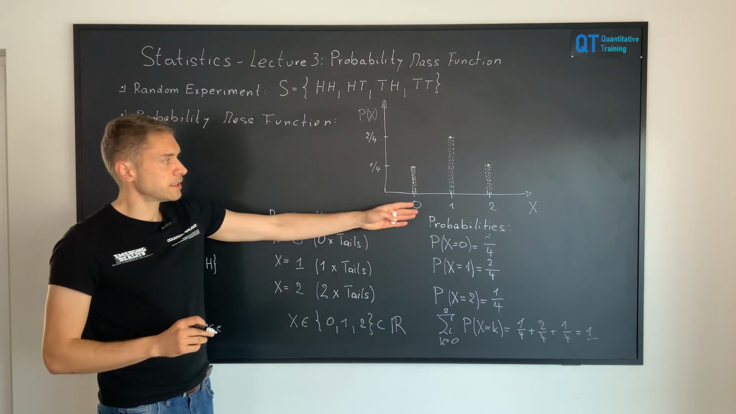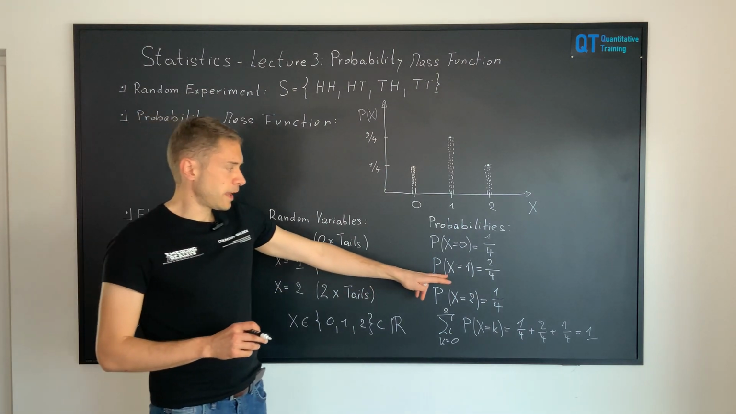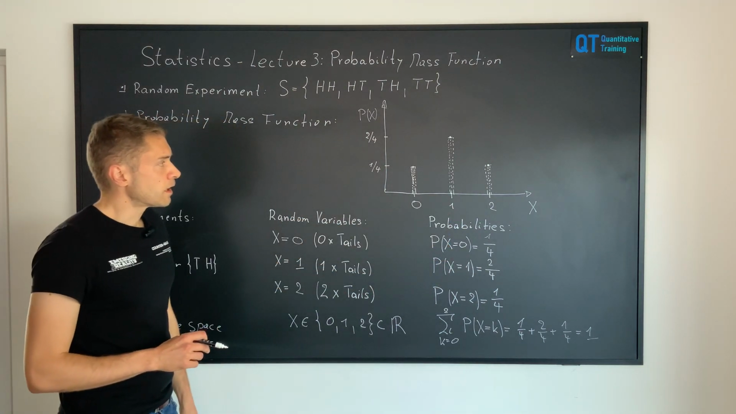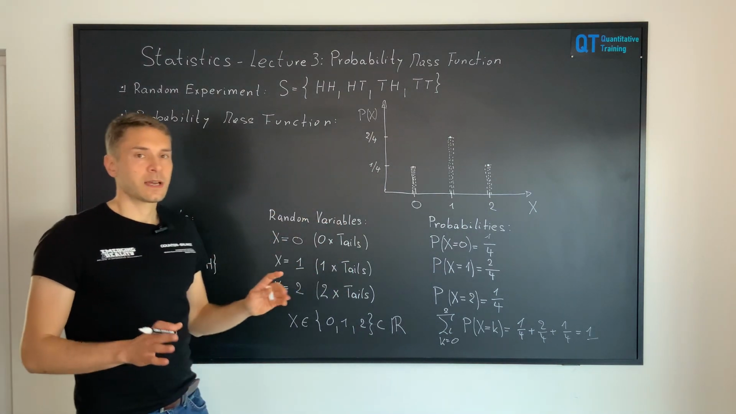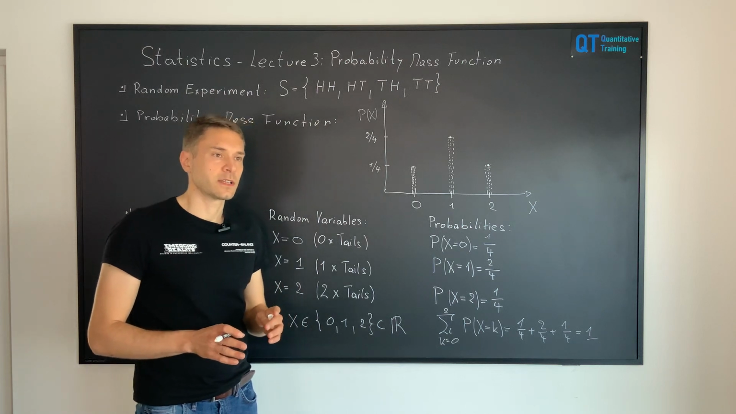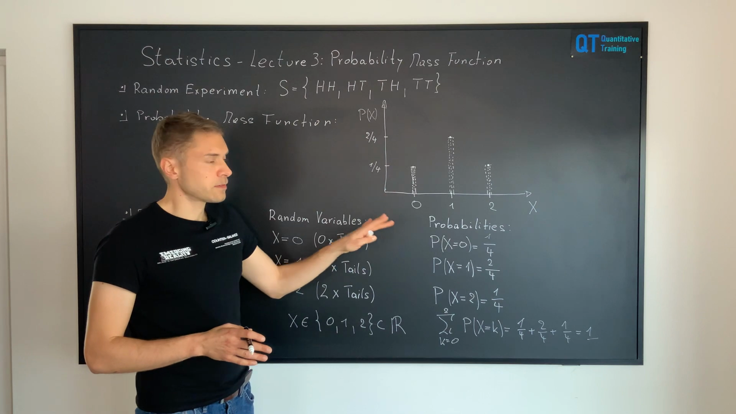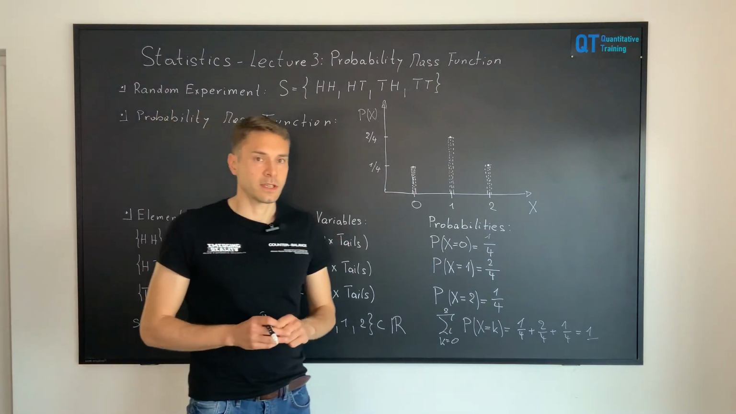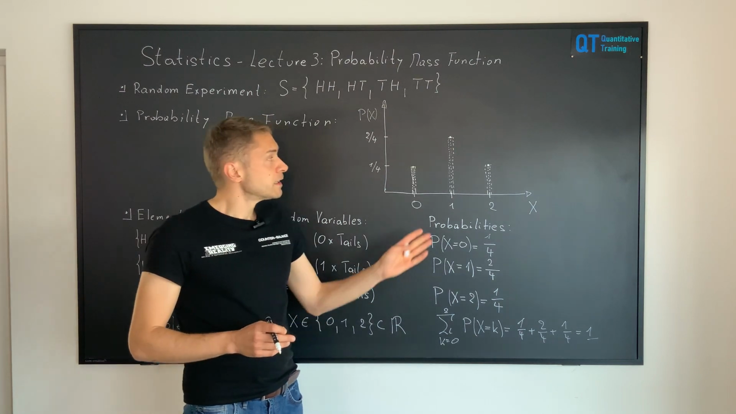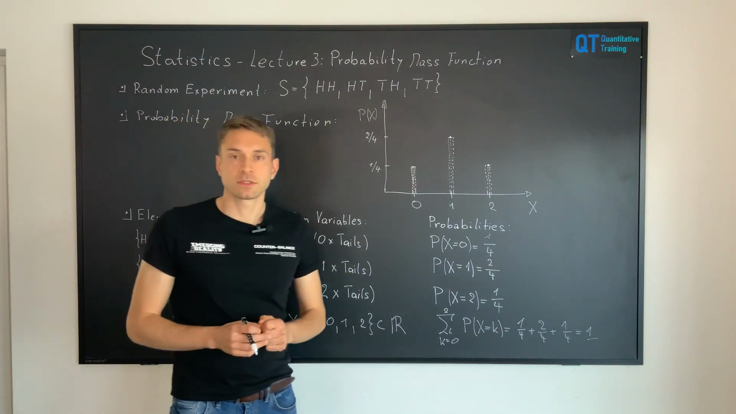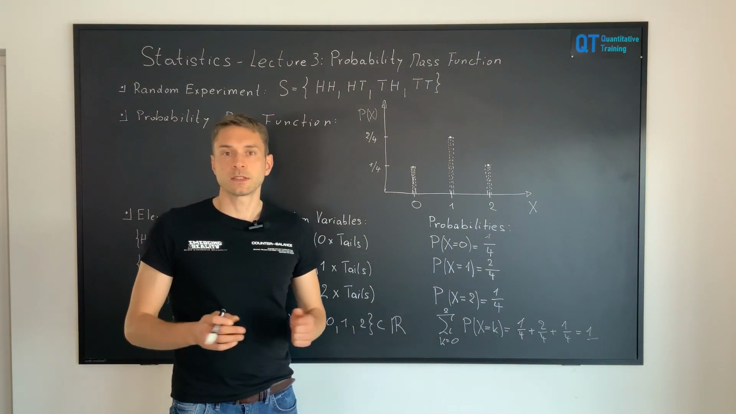What we see is that we have a symmetric situation around the random variable x equals 1. All the information is already contained within the table, but the probability mass function helps us to illustrate it and have all the information at one glance. In one plot we have all the information contained, and that's the beneficial point of having a probability mass function. This concludes the third lecture on statistics. In the next lecture we are going to introduce the cumulative distribution function.